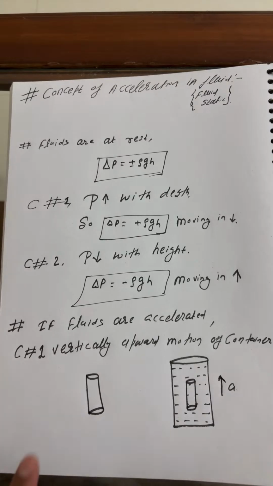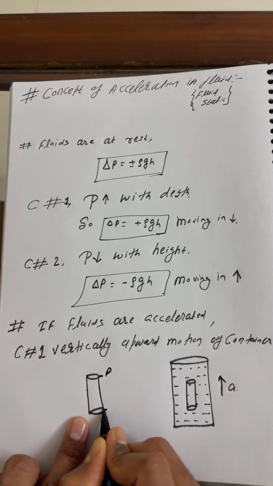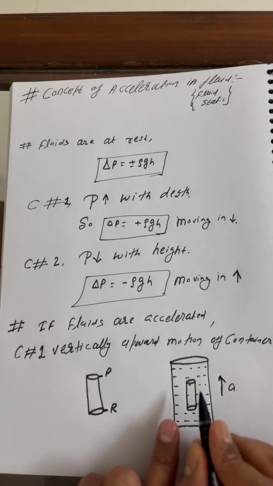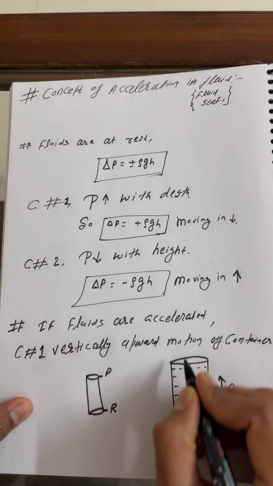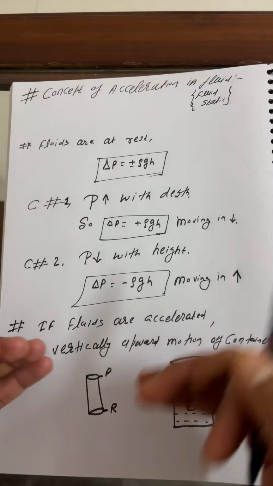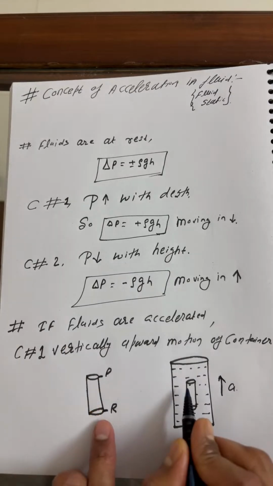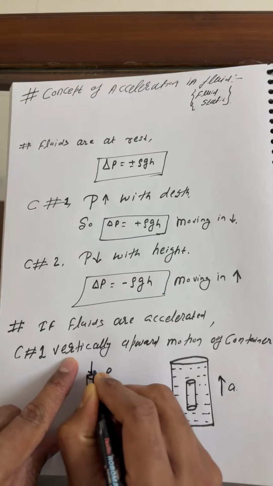Now, students, let us suppose I'm calling this point P, and these points R. Here I can say, because the container is open to the atmosphere, you can take for consideration the pressure due to atmospheric pressure, which is acting on the top of the container.